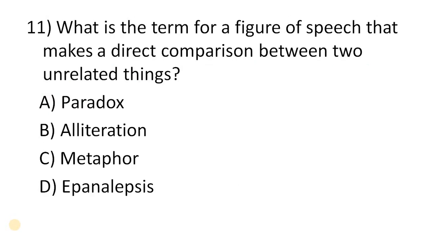11. What is the term for a figure of speech that makes a direct comparison between two unrelated things? A. Paradox. B. Alliteration. C. Metaphor. D. Epanalepsis. So the correct answer will be metaphor.